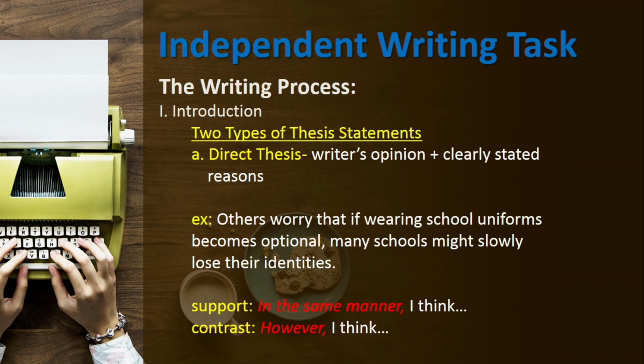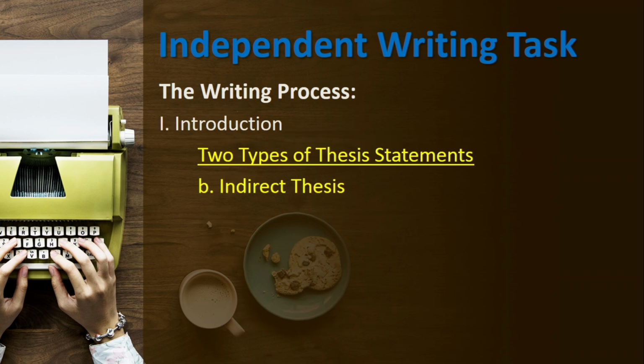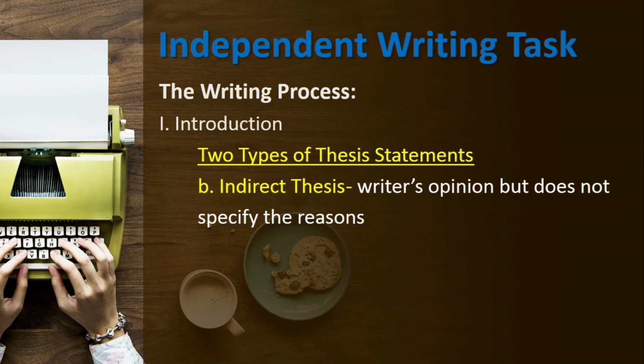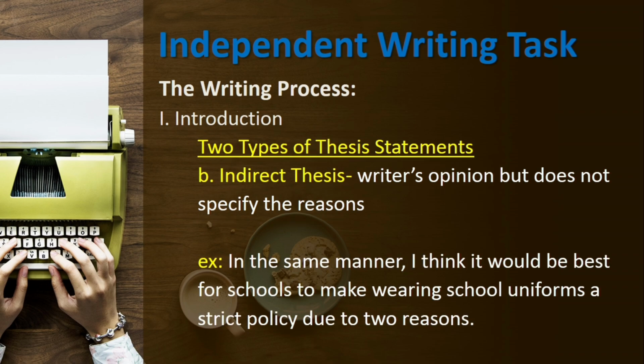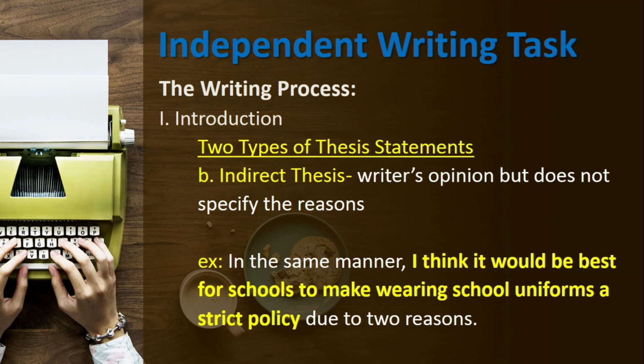Moving on, the next type of thesis statement is the indirect thesis. This type still contains the writer's thought or opinion, but does not specify the reasons, instead just hinted at. For example, an indirect thesis statement may be written as, in the same manner, I think it would be best for schools to make wearing school uniforms a strict policy, due to 2 reasons. Notice again that it still has the writer's opinion, but the reasons are just hinted.